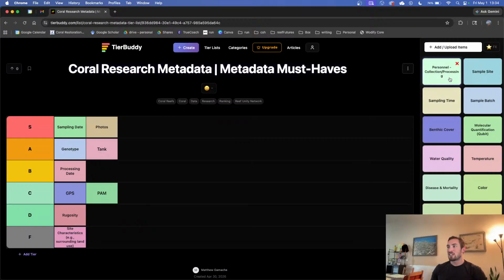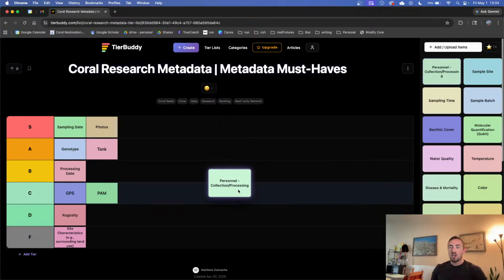Like this one is good. Personnel. Who did the collecting? Who did the sample processing? So who was out in the field doing the surveys, collecting samples? Who was the one doing the DNA extractions or the PCRs? This should be accounted for.